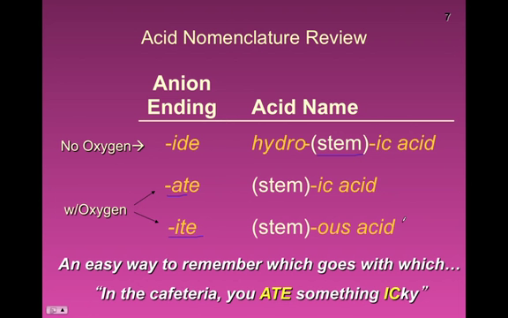Okay, so I like to think that I ate it and said, ick, acid. Or if you remember, my other little mnemonic device is that it is a righteous acid. So if it starts with ite, it's a righteous acid. Ite turns to ous acid. If it started with ate, I ate it and said, ick, acid. And so those are some ways to remember how to name these. Or as this PowerPoint says, in the cafeteria, you ate something icky.